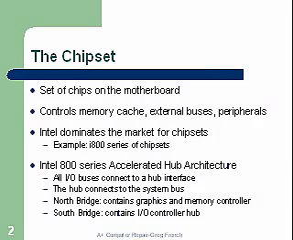The chipset, a set of chips on the motherboard, controls the memory cache, external buses, and peripherals. Intel dominates the market for the chipsets. The reason they dominate is that they also dominate the CPUs, or the processors, and they've also gotten into motherboard manufacturing, and consequently have kind of a domination now of the chipsets. An example is the i800 series of chipsets, some of their newer ones. Intel 800, they're also in the 900s now, series accelerated hub architecture.